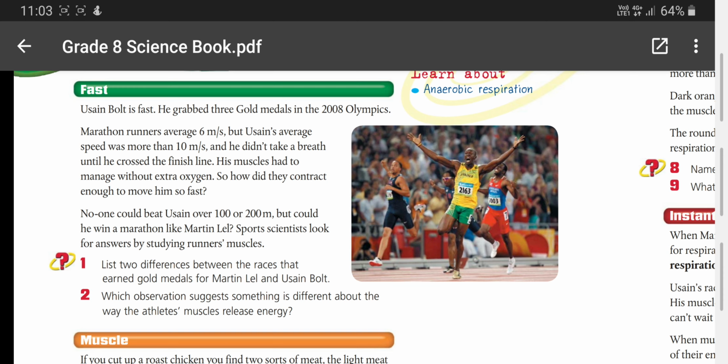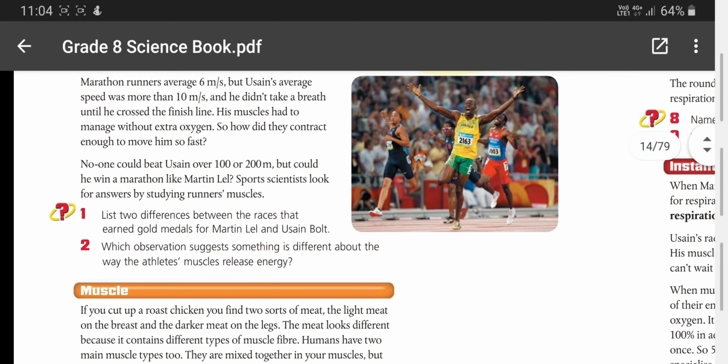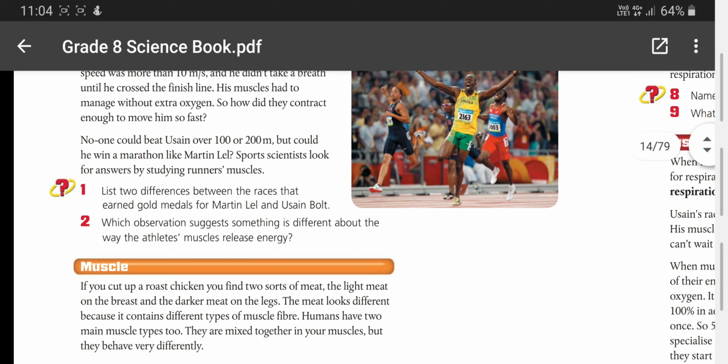How they can contract enough to get him this fast, we will know later. But he said here no one could beat him. No one could go through him, even for the 100 or 200-meter race. But he could win all of the marathon, like Martin Lill.